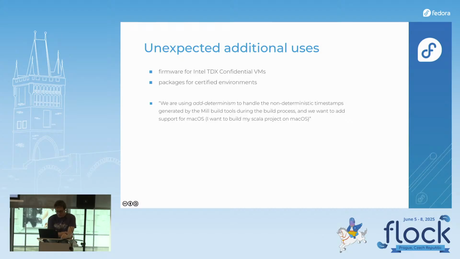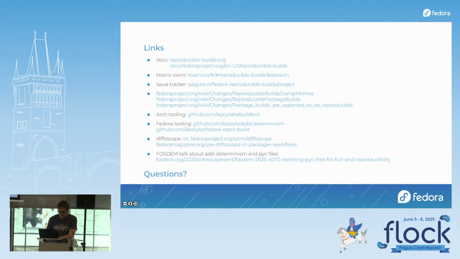And the one that really surprised me was that I got a pull request for add-determinism, and when I inquired about the reason for the pull request, because it was about macOS resource files, the answer, a quote from the person, was: we are using add-determinism to handle timestamps generated by Mill, a Java build tool, during the build process, and we want to add support for macOS. So, yes, to build Scala. It's open source, it has unexpected uses.